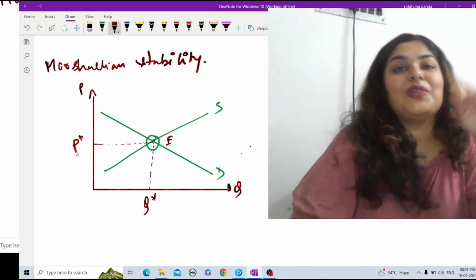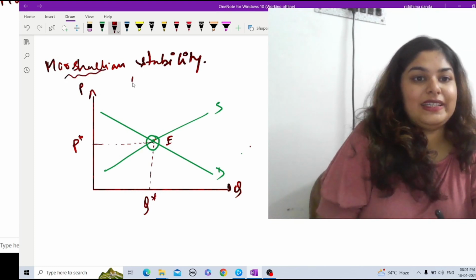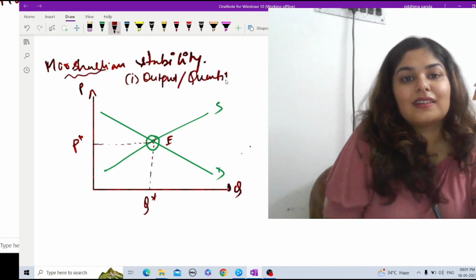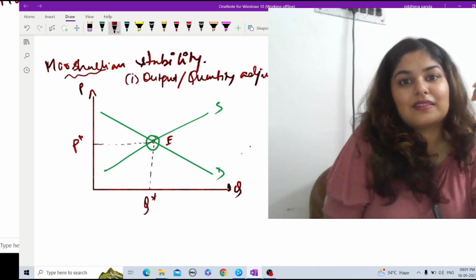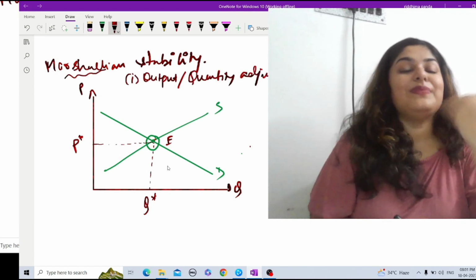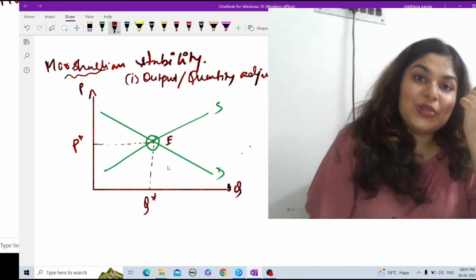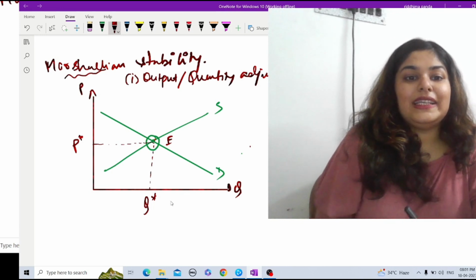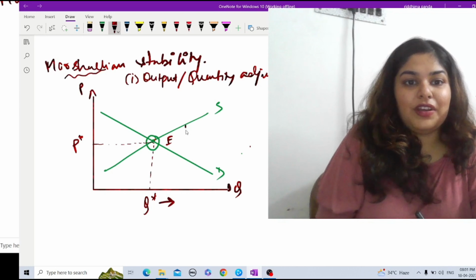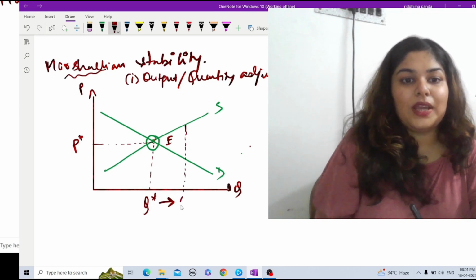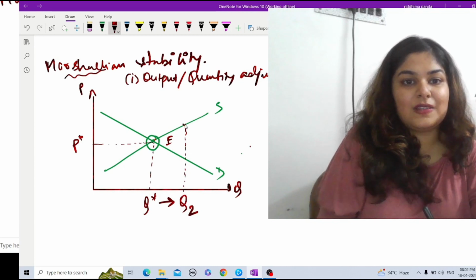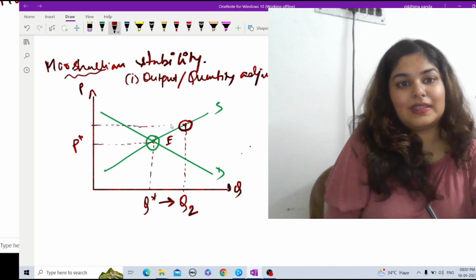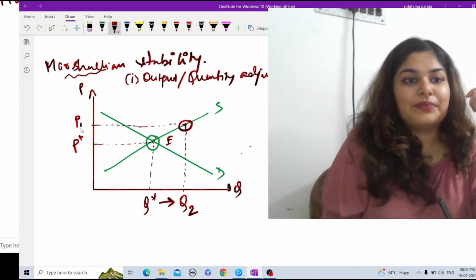Now, here what I'm going to see is, according to Marshall's stability, there is output, or let's say quantity adjustment. Okay, that means quantity will be increased or decreased. So as a result, the equilibrium should be back. So that is, if the quantity is somewhere here. See, if this is the point of quantity, let's say Q2, that means at this point, price is no more in equilibrium, right?